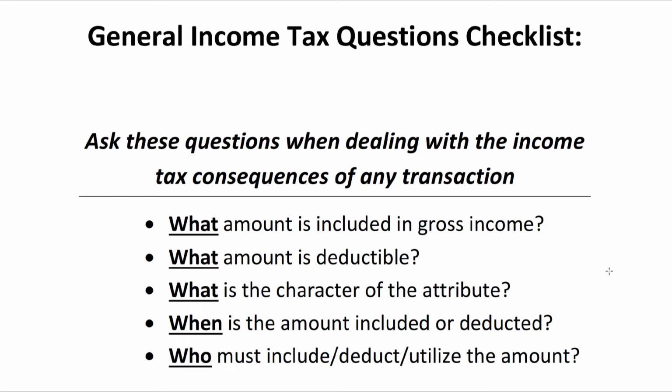So the idea here is the first 2 questions deal with the inflow and outflow realm. Do we have an inflow of something that the client might have to categorize as income? Do we have an outflow of something that might be a deduction or credit? Those are the first 2 questions. So again, that's a very, very broad level question. And that's fine. The next is, if we do have something, then what is the character? Fourth, when is the amount included or deducted? And finally, who must include, deduct, or utilize the amount?